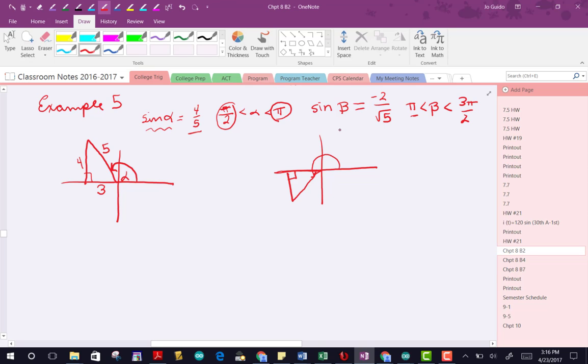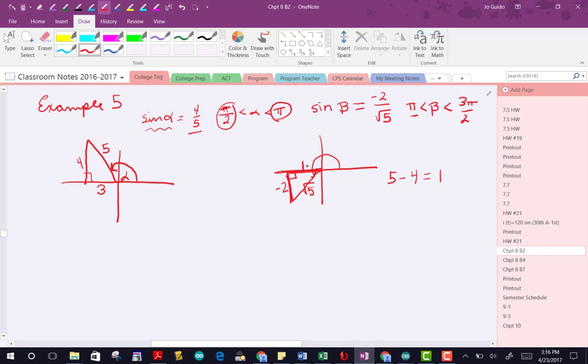All right, so in example 5, they want us to find 4 things. They want us to find the cosine of alpha. They want us to find the cosine of beta. They want us to find the cosine of alpha plus beta. And they want us to find the sine of alpha plus beta.